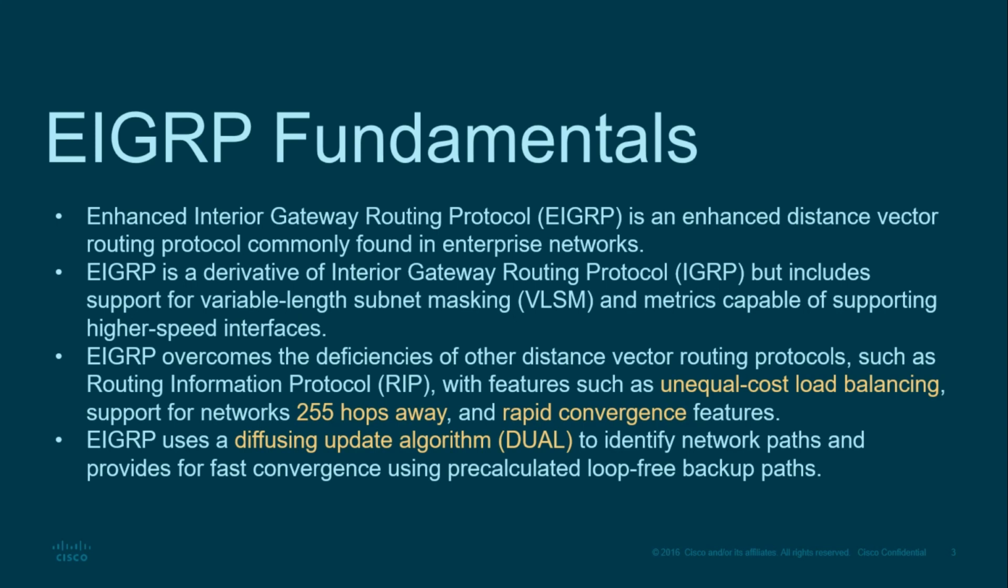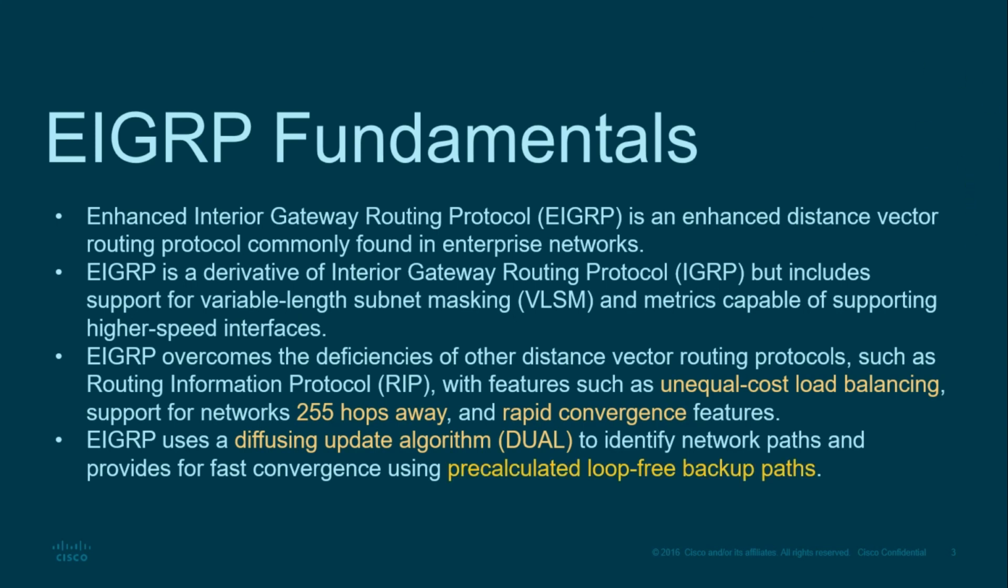And also dia improve dari segi rapid convergence. So salah satu benda yang paling penting untuk kamu ingat adalah untuk EIGRP, dia gunakan the DUAL algorithm ataupun diffusing update untuk dia kira the best path to a particular network.